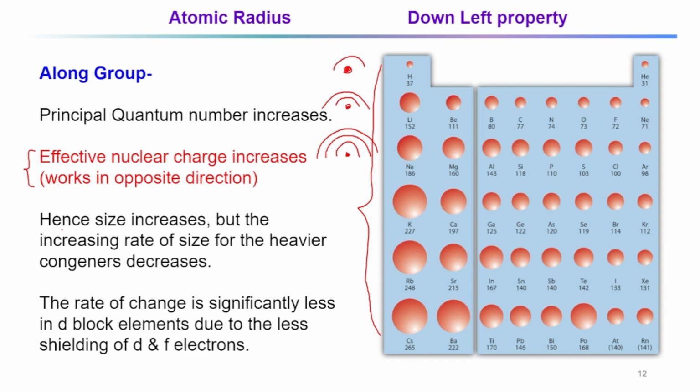Now the other factor is the size increases because we have more and more shells, right? But the rate of increase of size for the heavier congeners decreases. The size will continuously increase when we have more and more shells, but the rate of the increase will decrease. Just see here, from 37 it became 152, in pm, meaning picometer. After that there is 186, 227. Now from 227 to 248, the increase is very little, and again 248 to 265, there is an increase, but the rate of increase is much lesser.